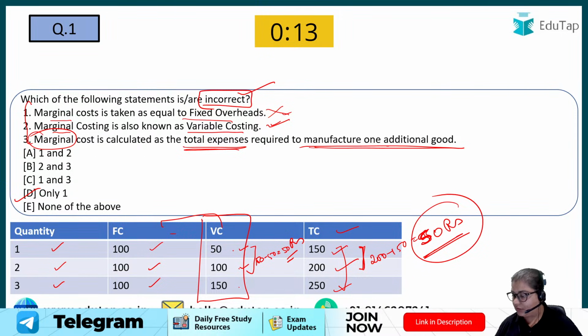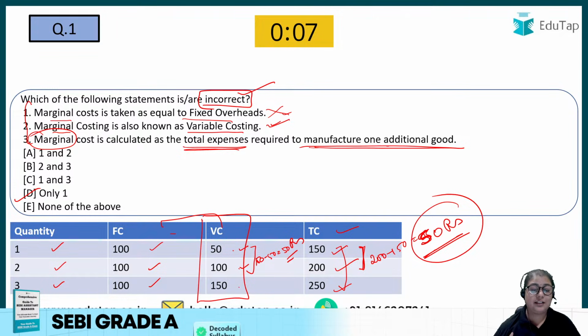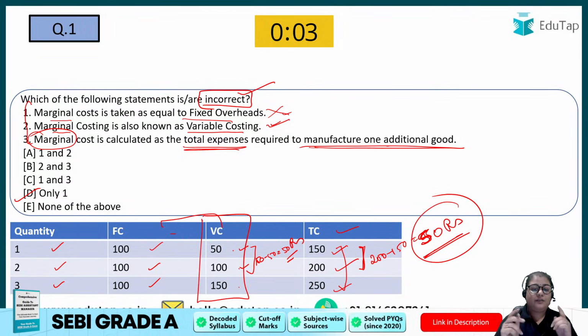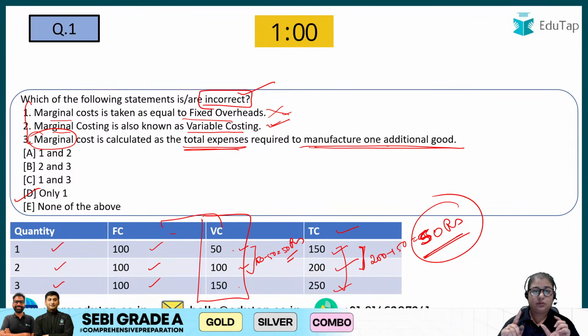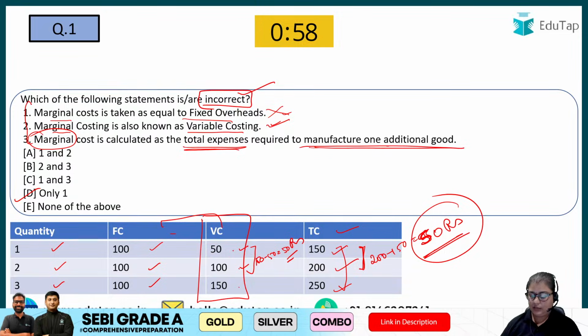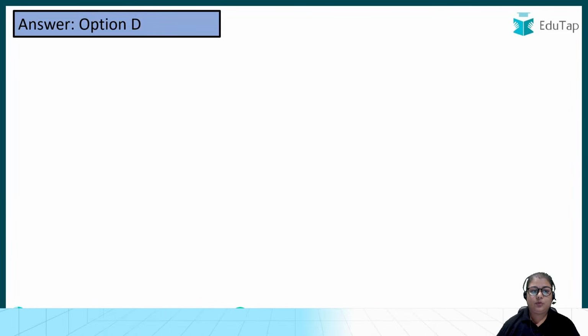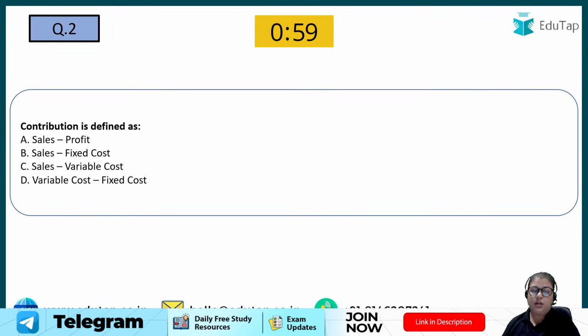Rishi has not answered it correctly because he has not understood the statement. He has answered for correct statements. So please do not make this mistake. You have to see that the question asks for the incorrect statement. So please read the question very carefully. It can be confusing. Moving ahead, question 2.